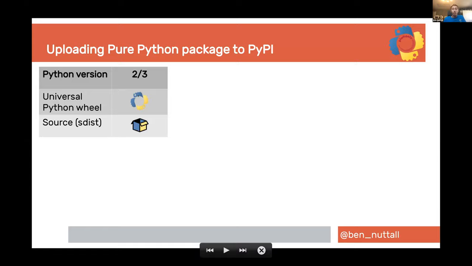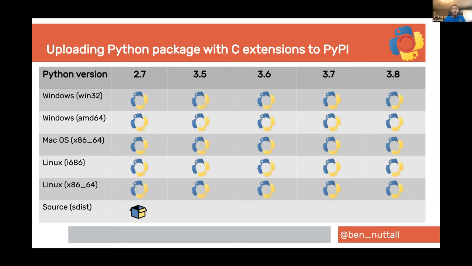But if you're building a more complex library, something like NumPy, which has C extensions, this needs to be compiled for every minor Python version you want to support, and for every architecture you want to support across all of the different OS distributions. So it would end up with something like this.